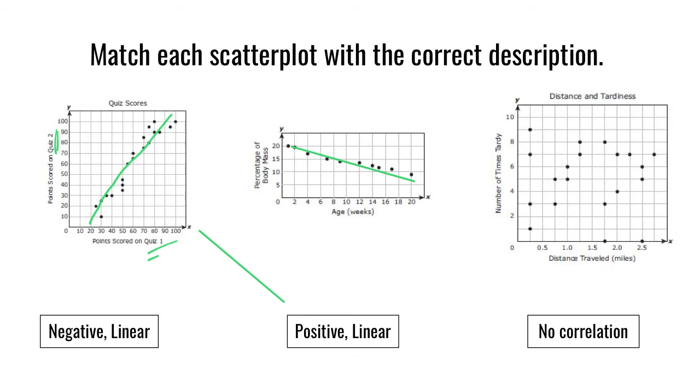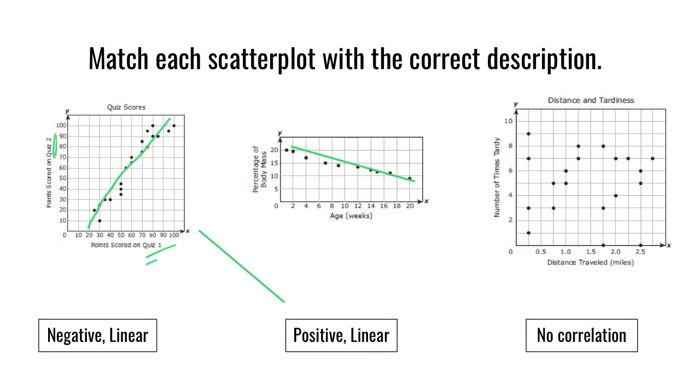And so this second graph would correspond with the description that it is negative and linear. And then finally, the last picture doesn't have any correlation at all. You can see the points are totally random.